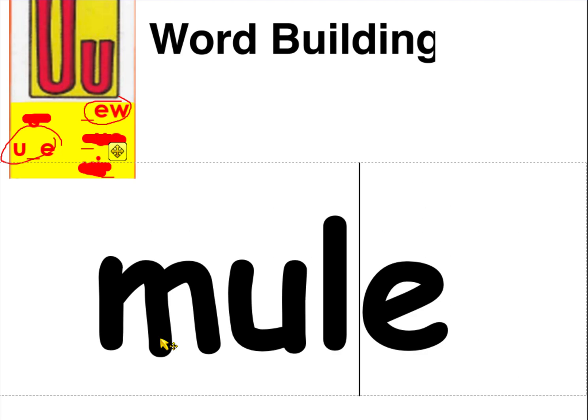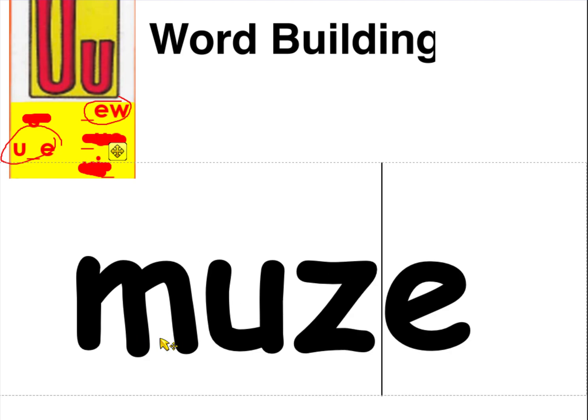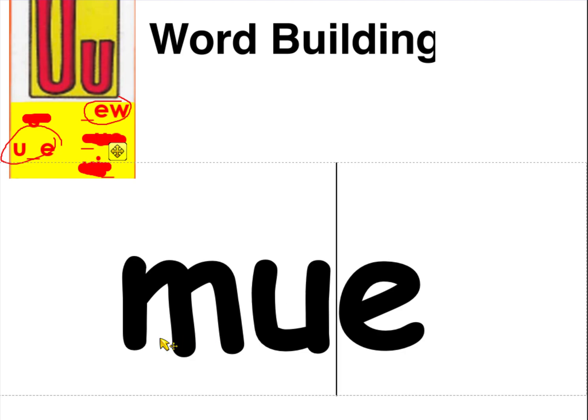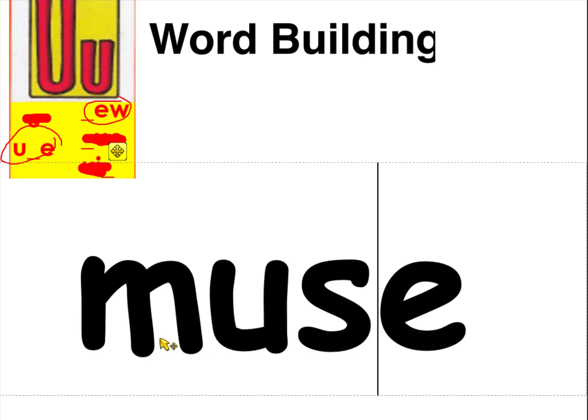Baby of a horse. Change mule to muse. Muse. Sounds like Z, but we don't use a Z usually. We use an S. Change muse to fuse. Fuse.